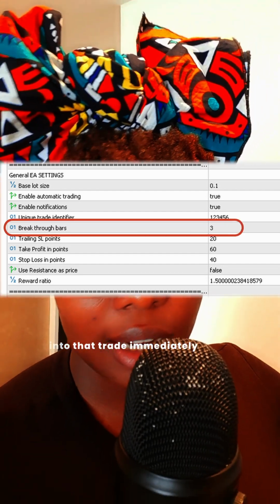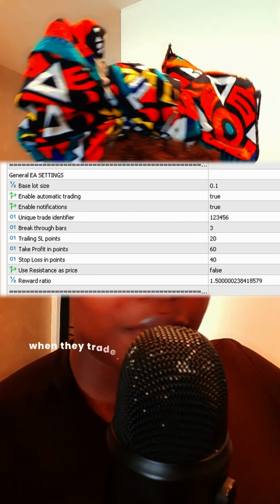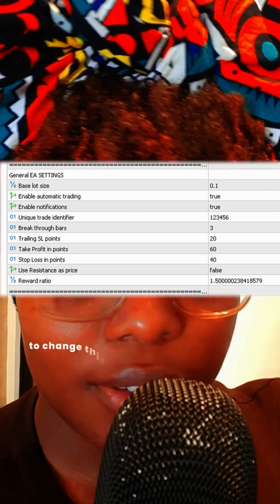For the breakthrough bars, because the strategy says once we have a breakthrough, we don't get into that trade immediately. We wait for 3 bars before the trade. I've still given you the ability to change this if you need to. You can try maybe 5, 1, 0.